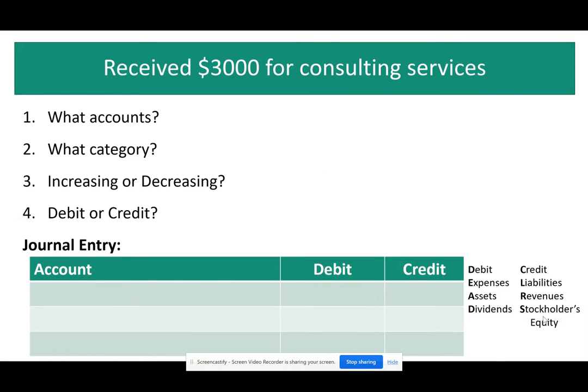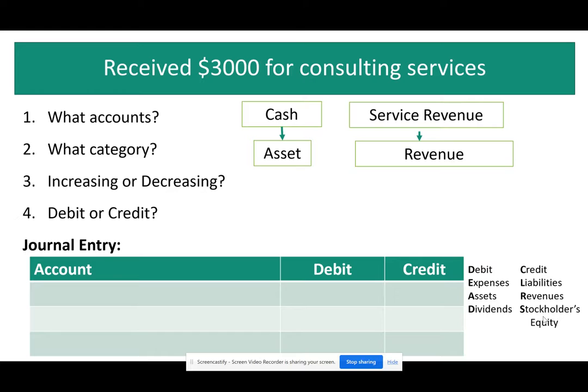Let's look at another example. Here we received $3,000 for consulting services. Okay, so now this one's a little bit different. We're not buying something. We actually received some money, right? So we have cash, and then we provided a service, and that's what we call service revenue. Okay, cash is an asset. We know that one. Service revenue is a revenue. Okay, we received cash, so our cash is increasing, and we've provided services. We've earned more revenues, so our revenues are also increasing.